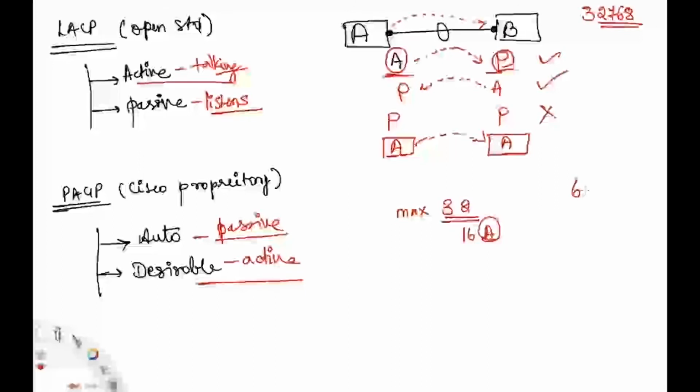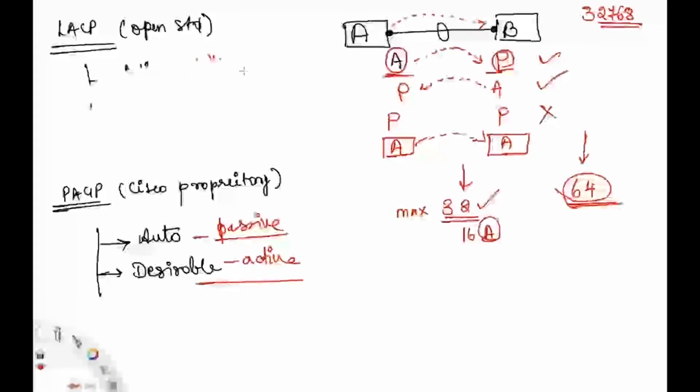But I've also heard there is a 64 link port channel as well. I am not extremely sure about this, so I'll check about the 64. But this one, yes: as of now, you can have 32 links in an aggregation, out of which any 16 will come up and be active.